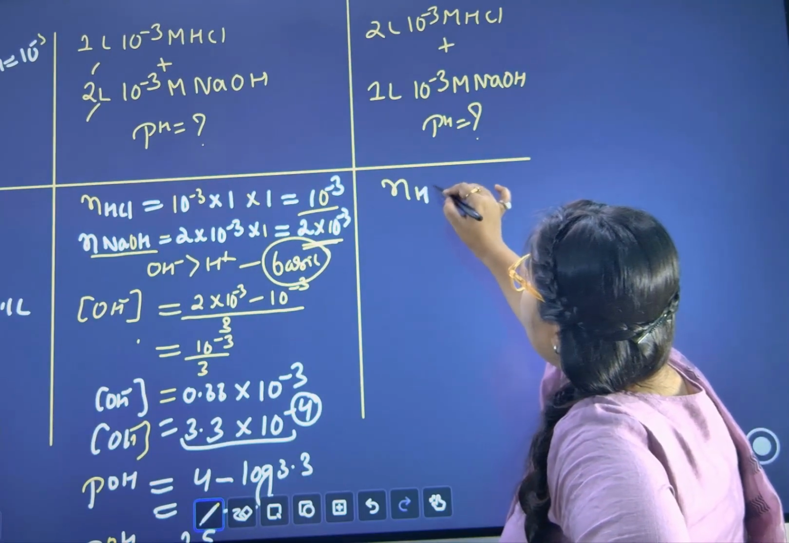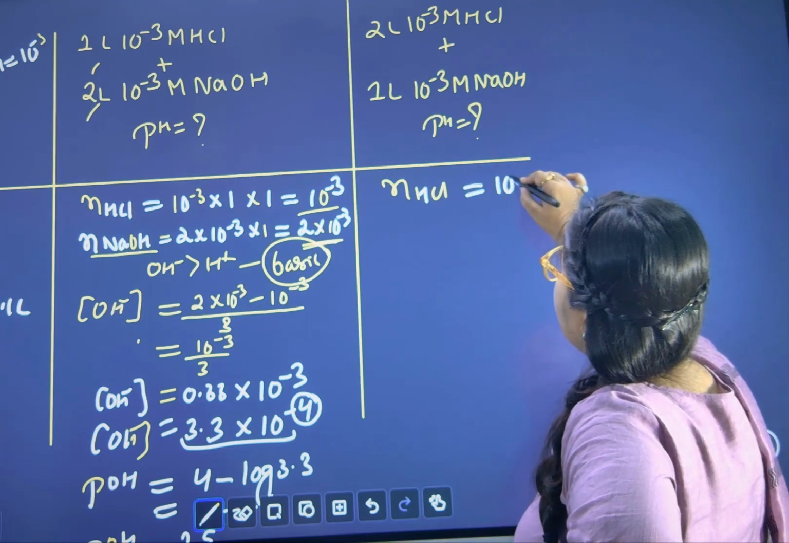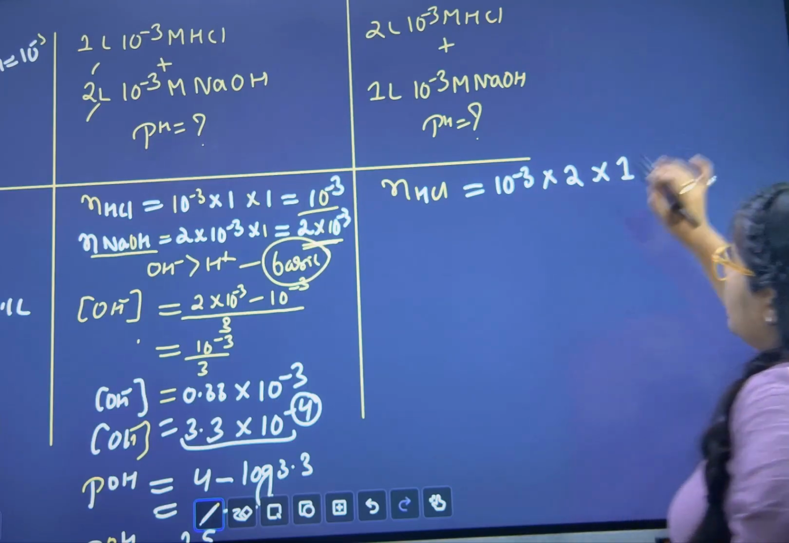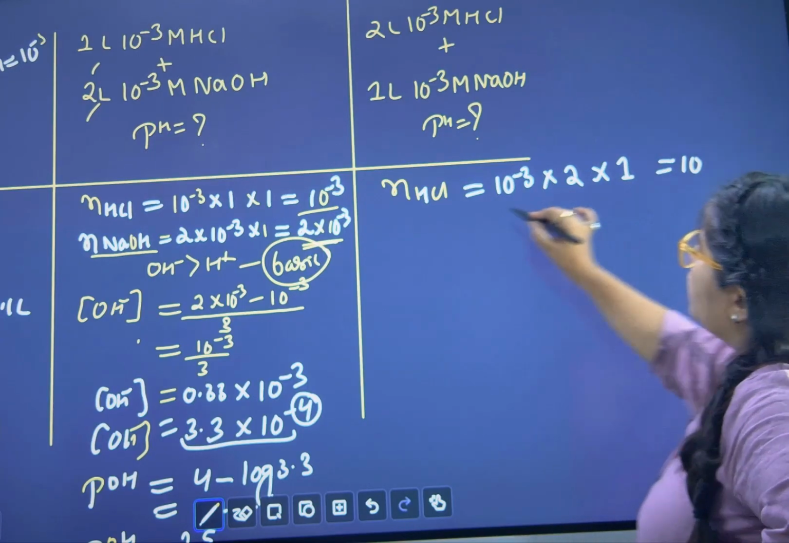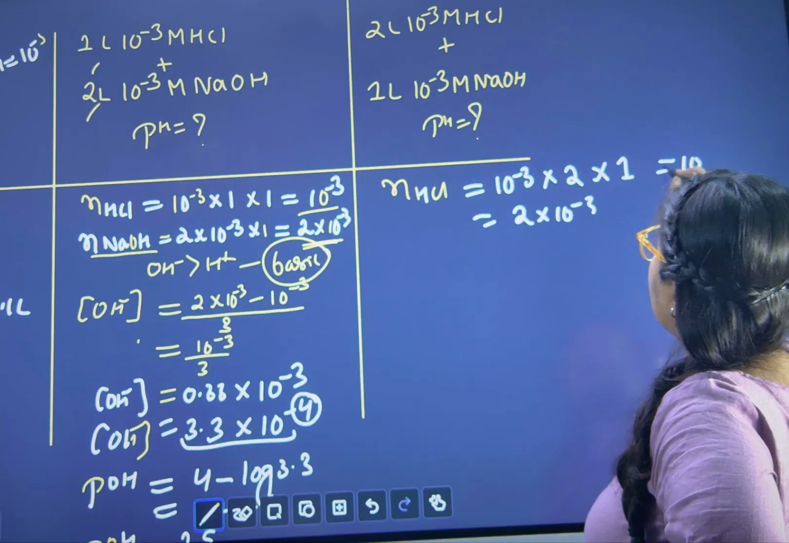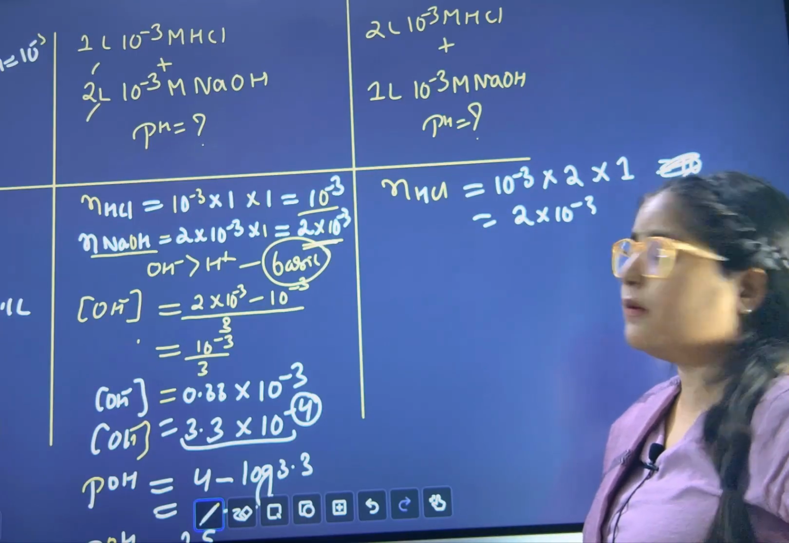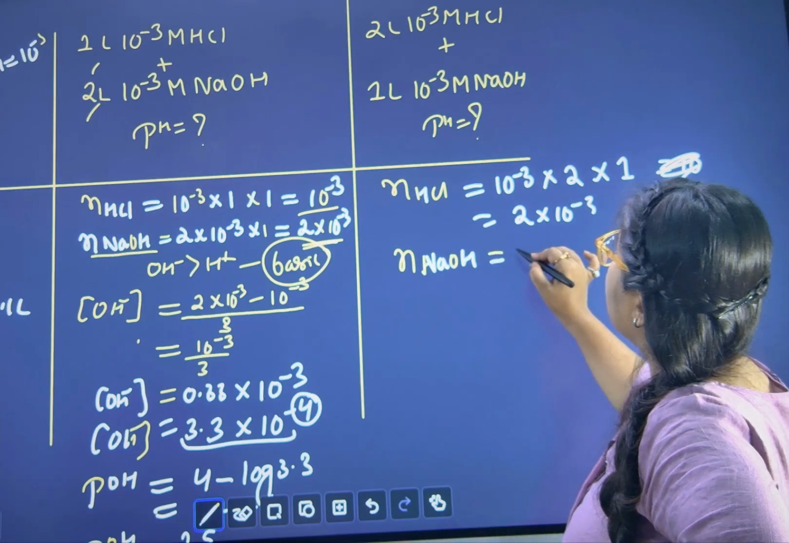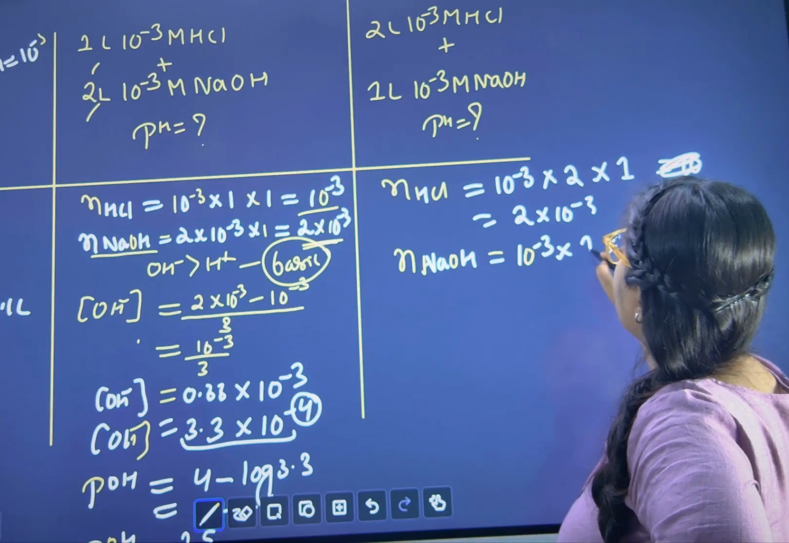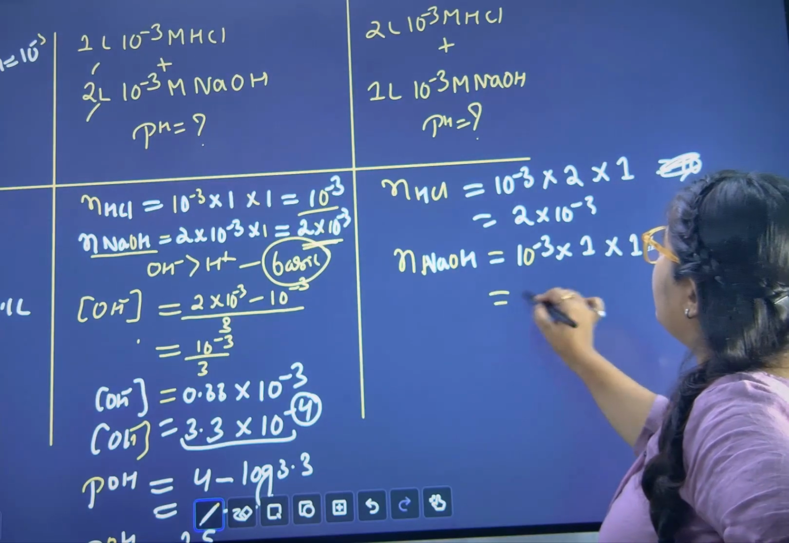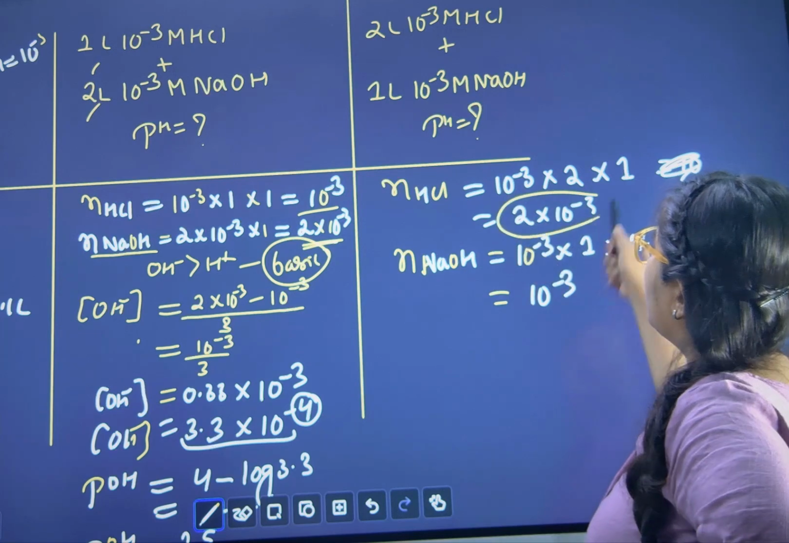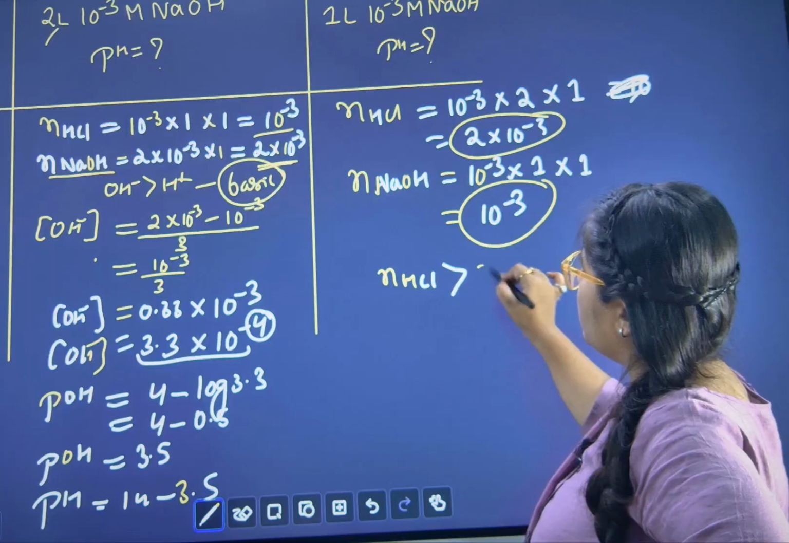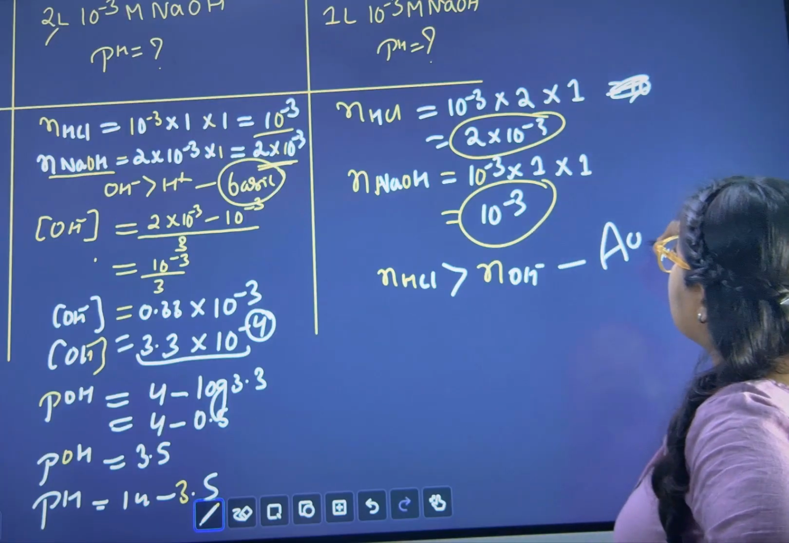Here the mole of HCl will be equal to molarity 10 to the power minus 3, volume 2 liter, into 1, since 1 HCl gives 1 H ion. So 2 into 10 to the power minus 3. Now, moles of NaOH: molarity 10 to the power minus 3, volume 1 liter, NaOH gives 1 OH. So here we are getting 10 to the power minus 3. Here who is more? HCl, the acid is more. So the moles of HCl are more than the moles of OH. So this solution is an acidic solution.